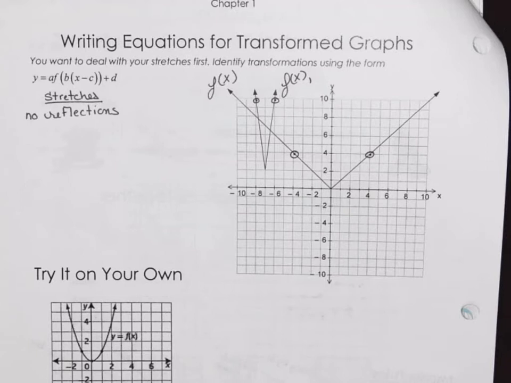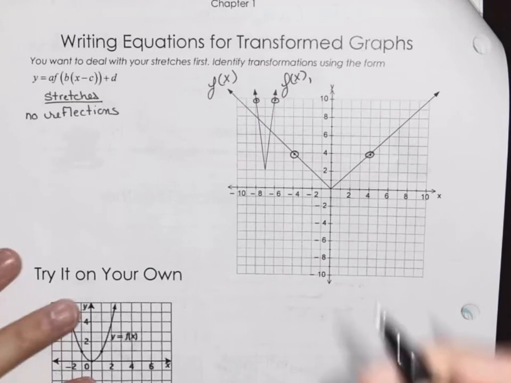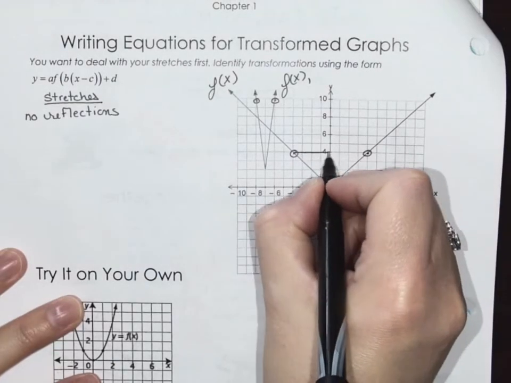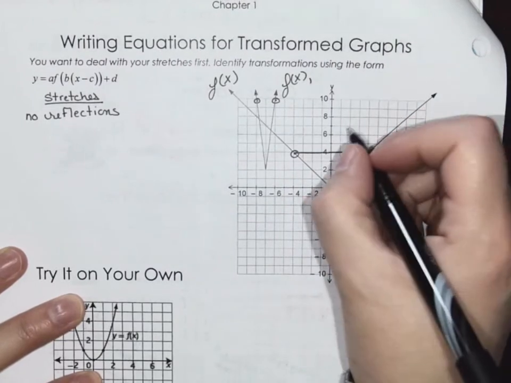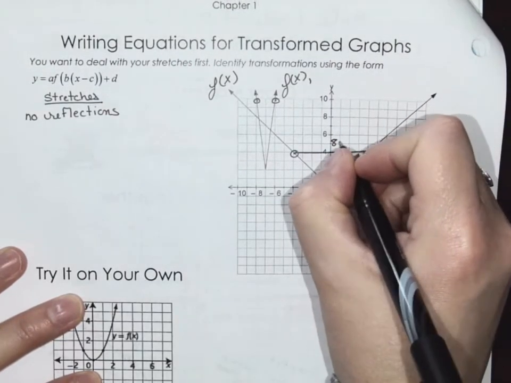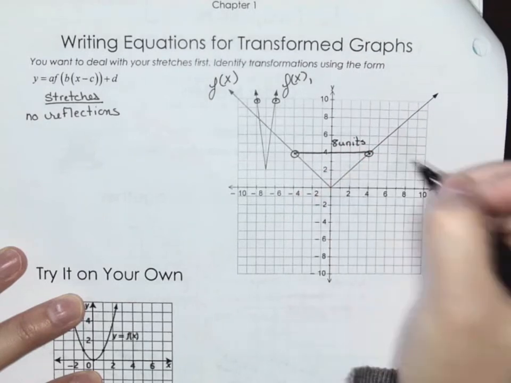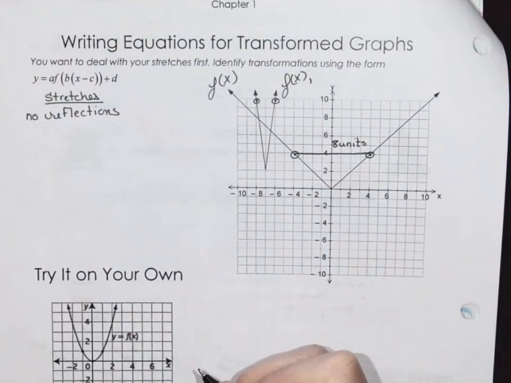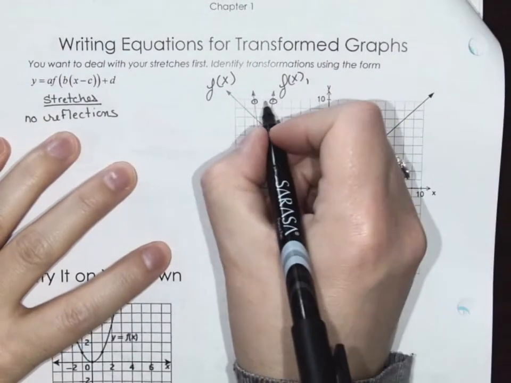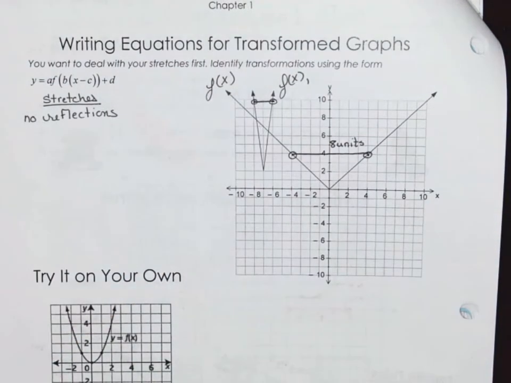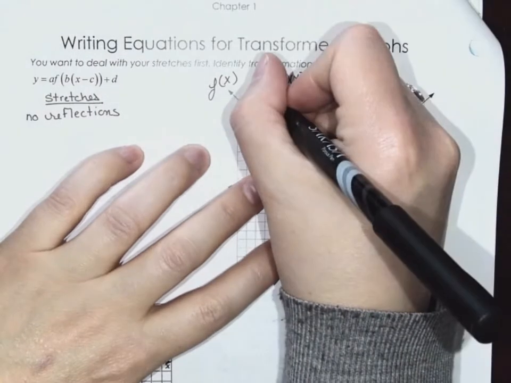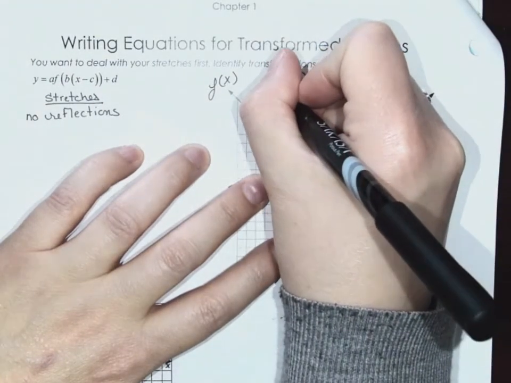Okay, so let's talk about our stretches. We know that it's kind of gotten more narrow, right? So something's changed on our x's. So let's look at the distance between these 2 points. So -4 to +4 is 8 units. You guys would agree with me? Yes? And now looking between these 2 points, which I know have been translated, that's down to 2 units.